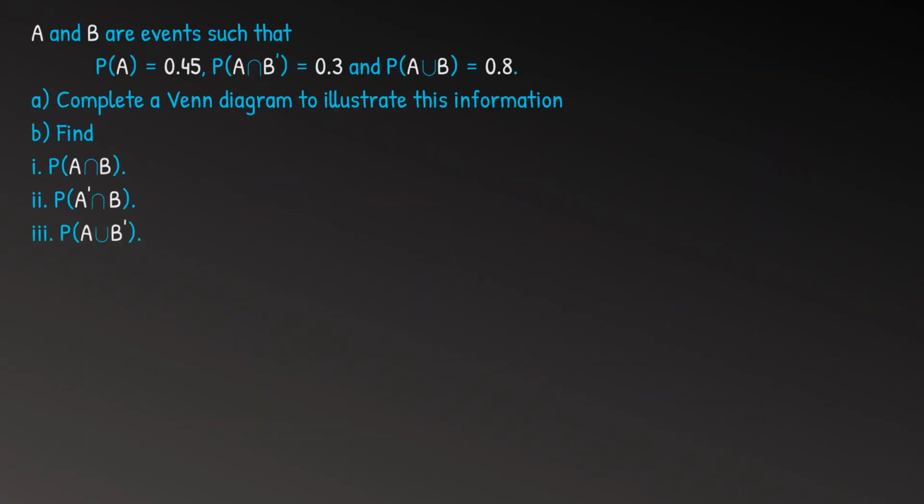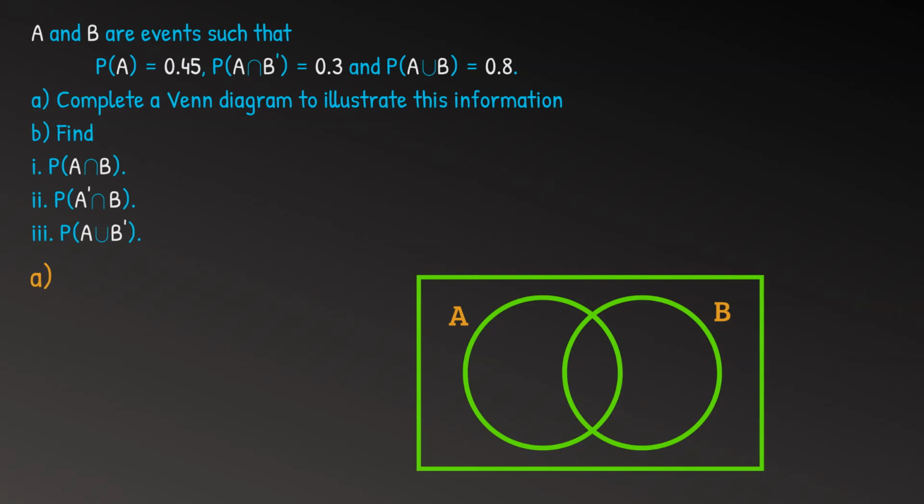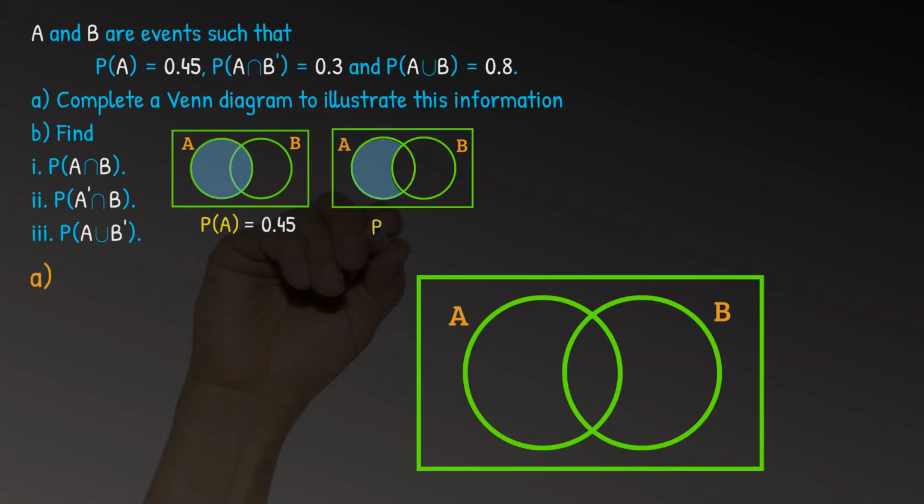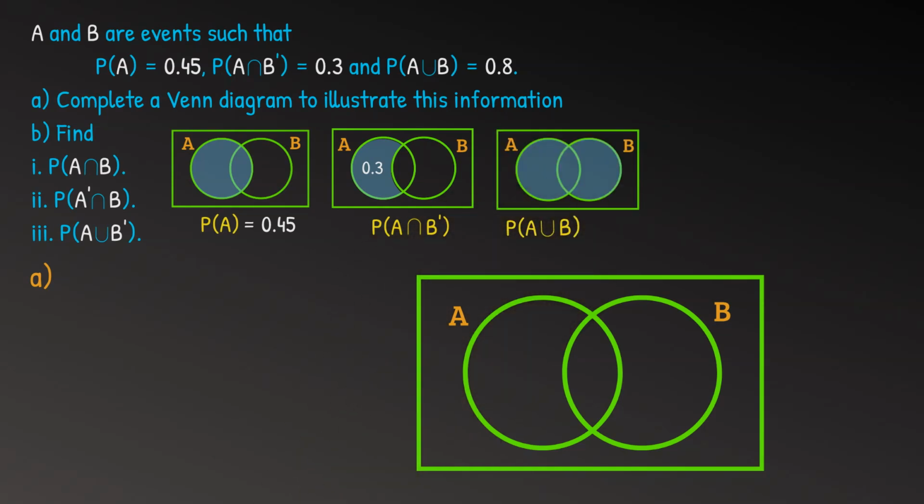So in the second question, again we're asked to complete a Venn diagram with the information we're given, and we're given the probability of A as 0.45, the probability of A intersect B complement as 0.3, and the probability of A union B as 0.8. This means the probability outside of the circles is 0.2. So we have two values that we can write onto our Venn diagram, and next we need to work out this area, which is A intersect B.